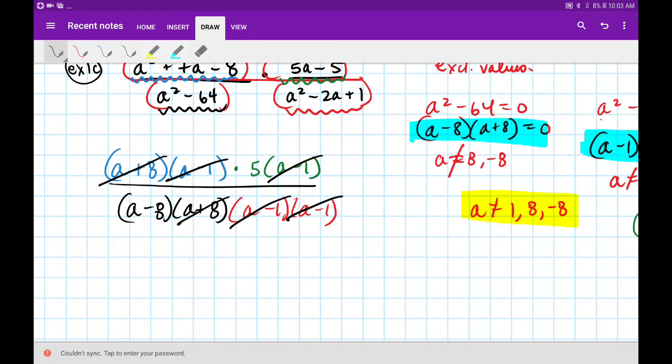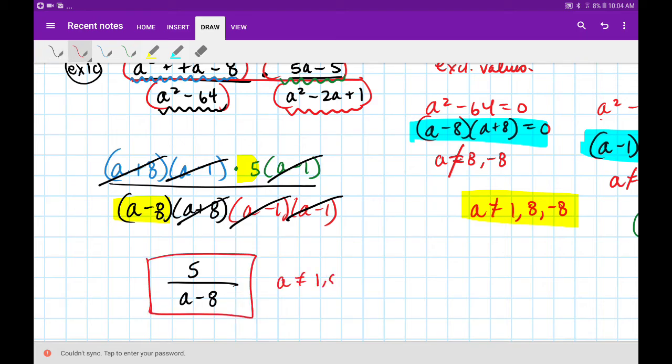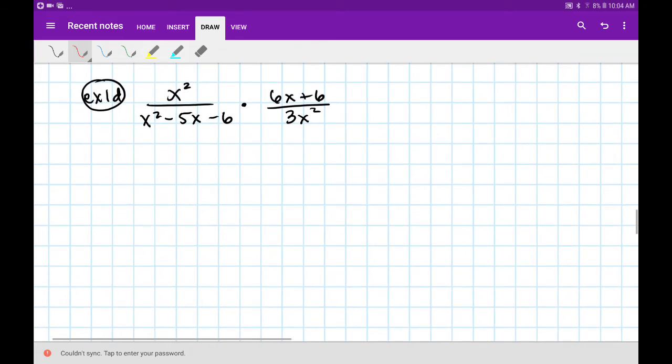So our final answer leaves us with a 5 in the numerator and just a minus 8 in our denominator. But, of course, a cannot equal 1, 8, or negative 8. All right, last problem. Let's find our excluded values. Try to do it yourself. As always, set the denominator equal to 0, solve.